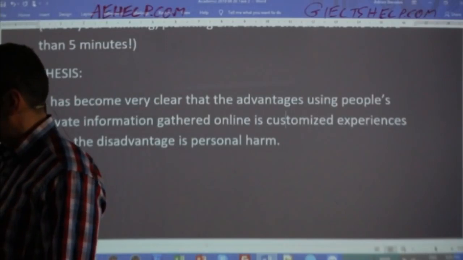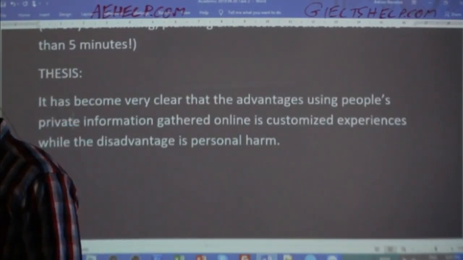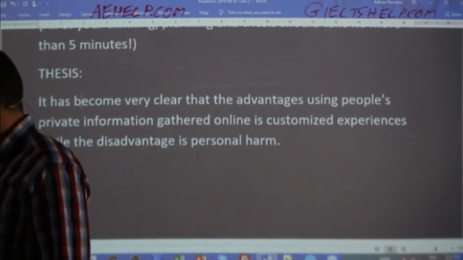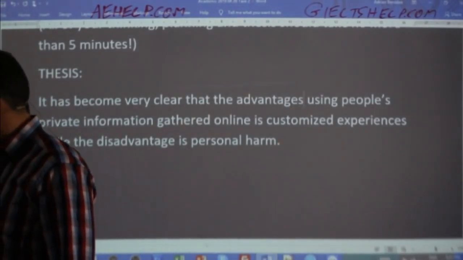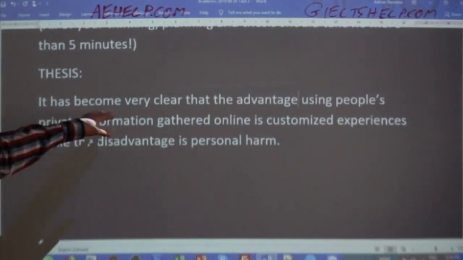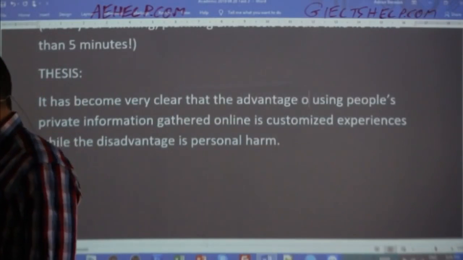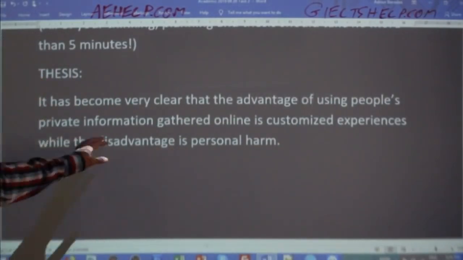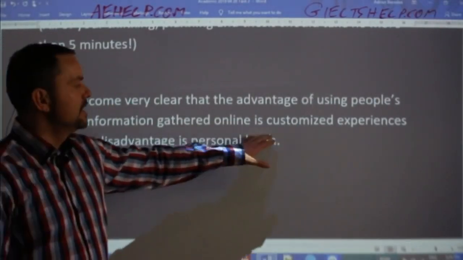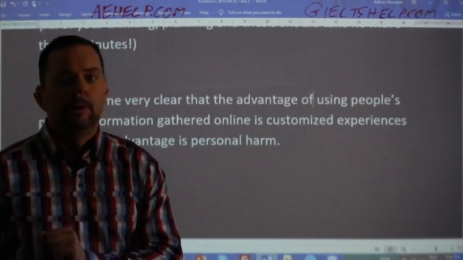All right. There's my thesis statement waiting on yours. Give you a couple more seconds to think. All right, here's mine. It has become very clear that the advantage of using people's private information gathered online is customized experience, while the disadvantage is personal harm.